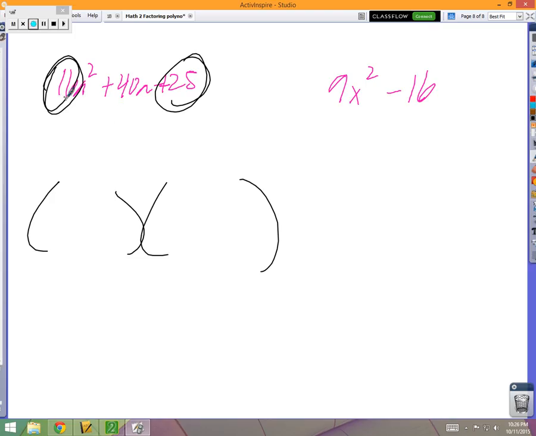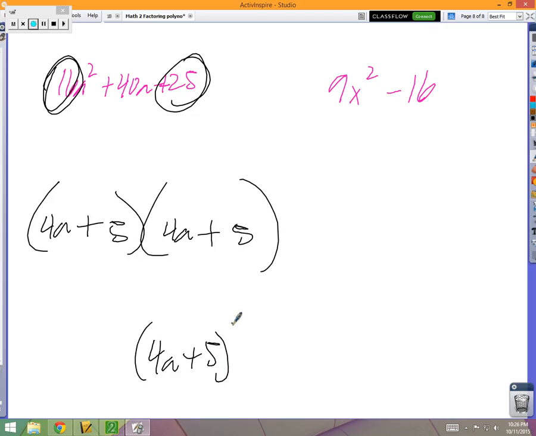Okay, how did they get 16a squared? They get that from 4a times 4a. And how do they get the 25? They get that from 5 and 5. And everything's positive, so it's got to be plus plus. And that is the same thing as 4a plus 5 squared. Okay, now here's how they get the 40. Because if you do the 4a times 5, that's 20a, and if you do 5 times 4a, that's another 20a. So 20a and 20a is 40a.